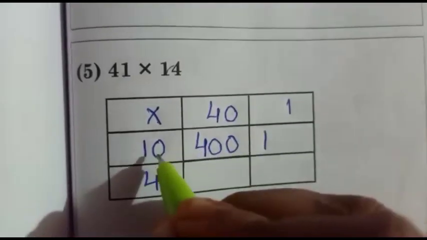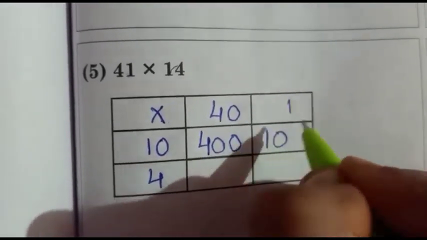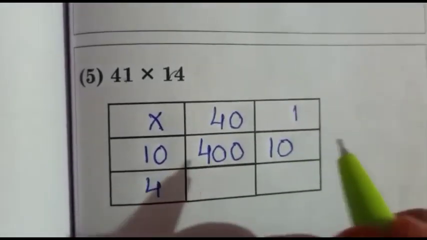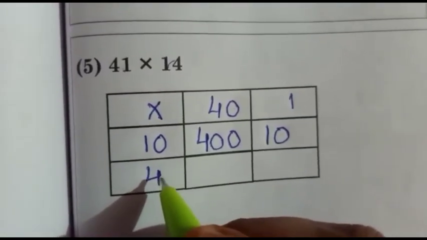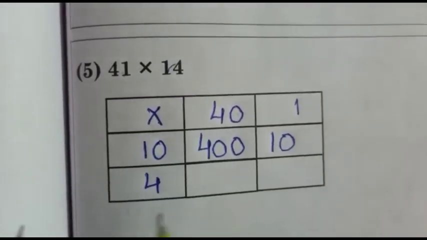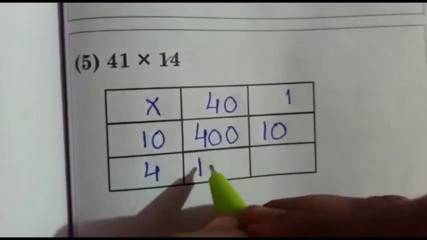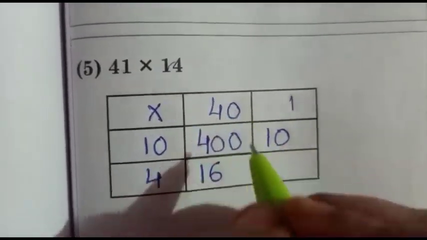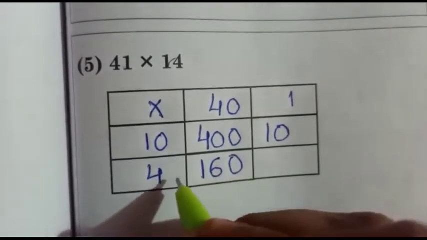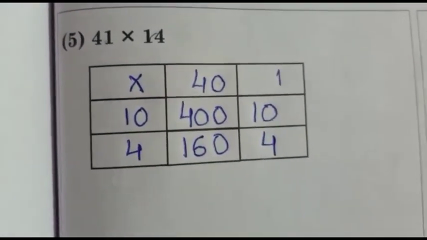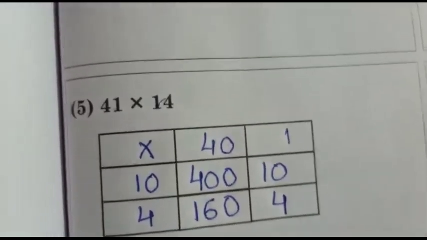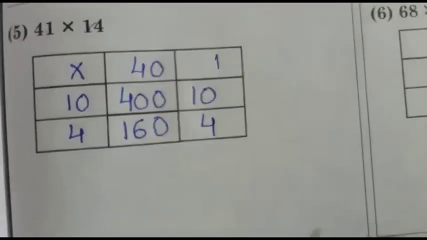1 1s are 1. This 0 you will write here. There is no 0 here, so here it will be only 10. Next is 4. 4 fours are 16. And that 1 0. 4 ones are 4. So students, we have multiplied the number. Now let us do the addition.